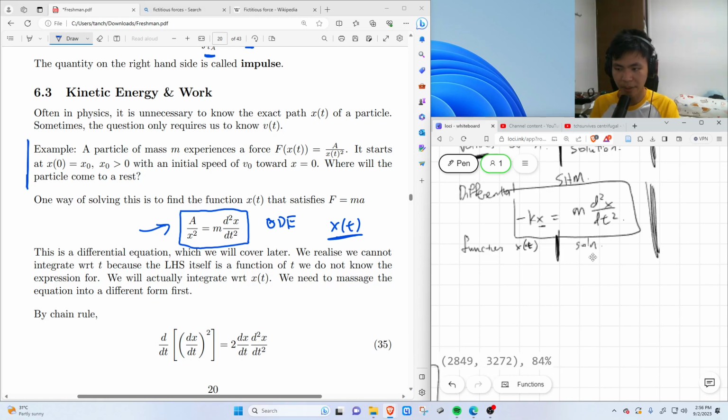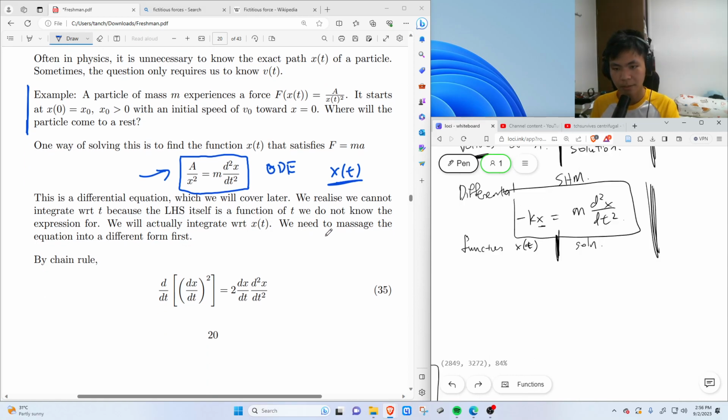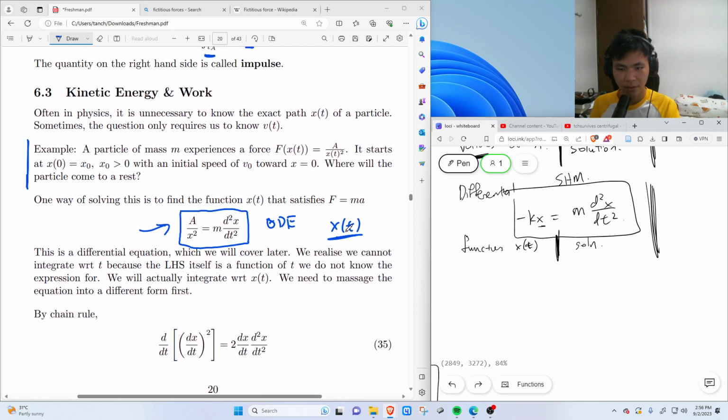Yeah. So you may recognize the left hand side as Hooke's law, and the right hand side is ma. But anyway, we're kind of stuck in a dilemma now, right? Because unlike the previous example where I give you F as a function of time, where you just integrate twice to get acceleration, to get the position.